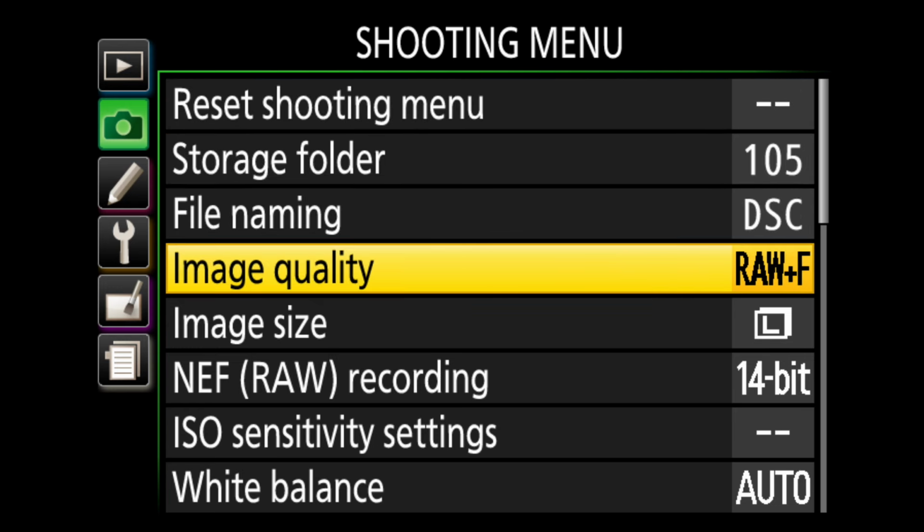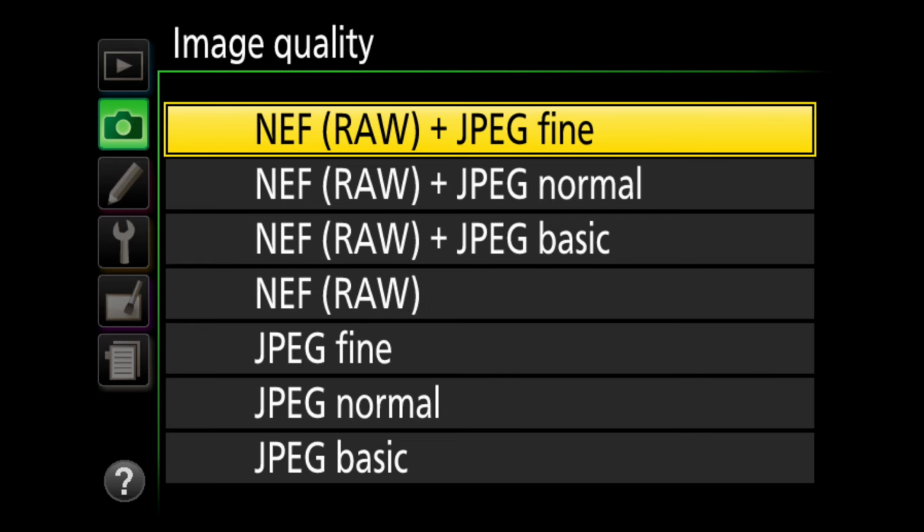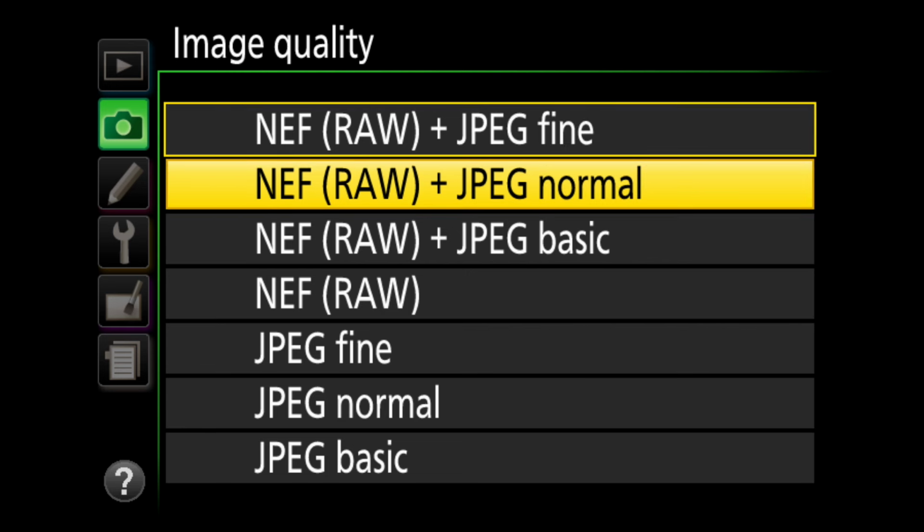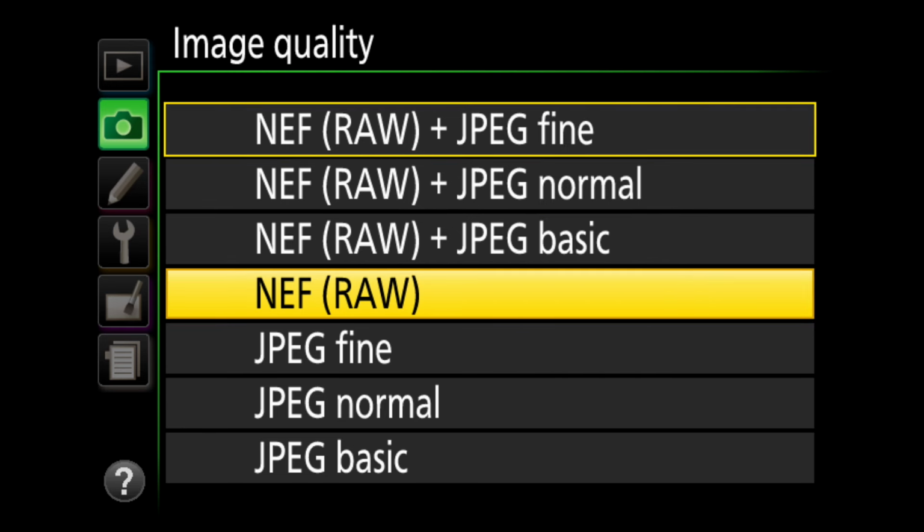The first option we're going to look at is our image quality. So go into image quality, and this is where you can decide if you want your camera to shoot in RAW or in JPEG or just JPEG. Best quality JPEG you could choose would be JPEG Fine, and then if you wanted to just shoot in RAW, you can select just RAW.